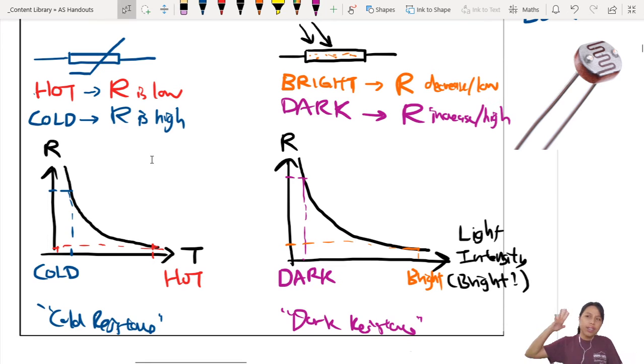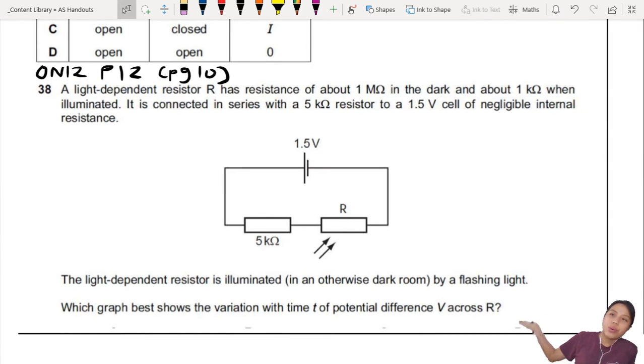Okay, so we're going to look at just a few questions because there are not many of them. A few questions to help us think about LDRs and LDR with thermistor together and other kinds of circuits that may use both of these in the same application scenario. This first one is on page 10, a past year question with a very simple LDR circuit. So here we have an LDR with resistance of 1 ohm in the dark.